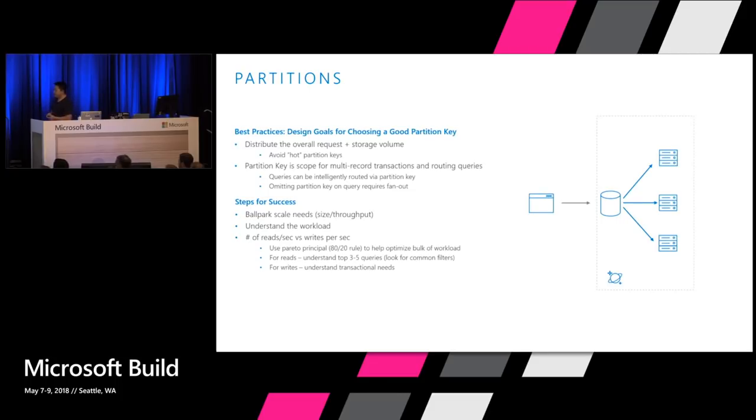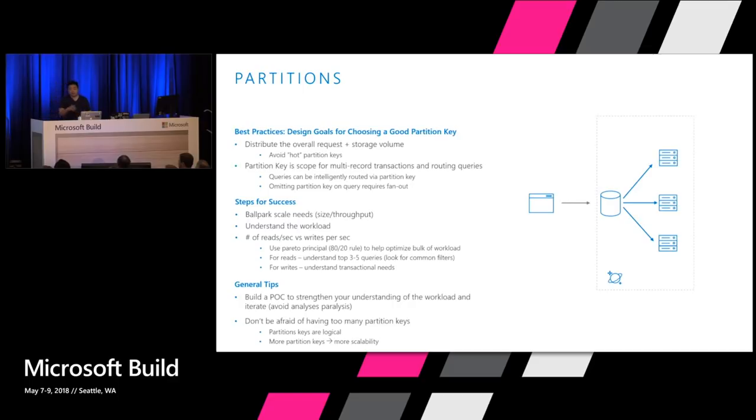For a write-heavy workload, the main thing to think about, in addition to distributing the overall request volume, is understanding transactional needs. At the end of the day, we do give you multi-record transactions scoped at the partition key level. Some general tips here. A lot of people do fall into this analysis paralysis trap the very first time. Try to avoid that. The best thing to do is build a proof of concept. Once you build a proof of concept, it'll become very crystal clear exactly what might be a good partition key for your application.